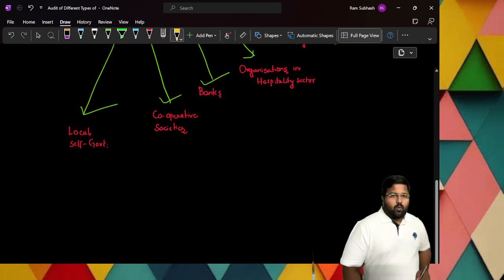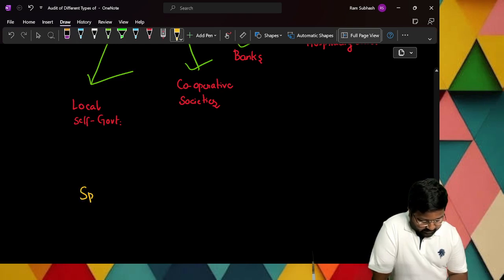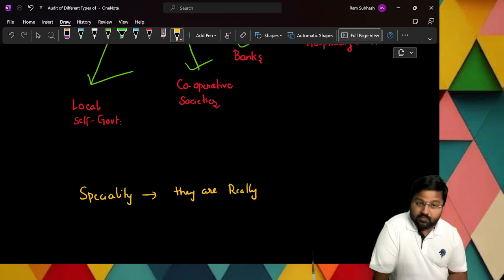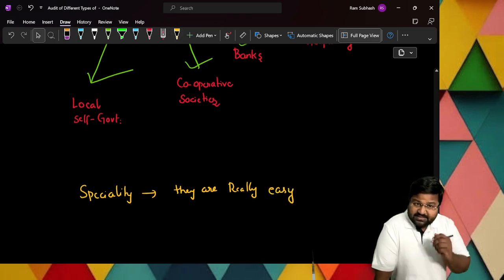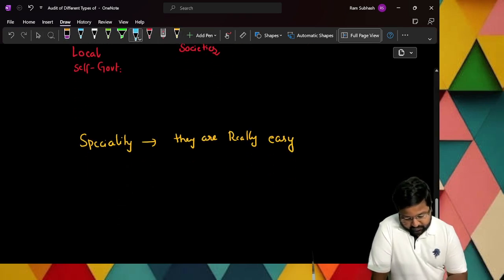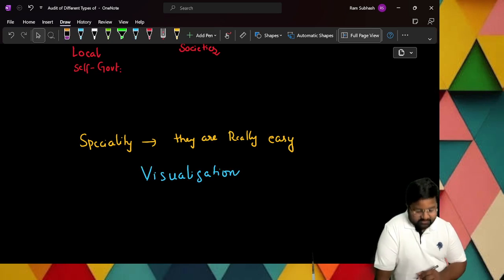So what is the specialty of the special audits? They are really hard, it's not really easy. But this is the easiest part, provided you follow the technique of visualization. Visualization is a technique which makes special audits easy.